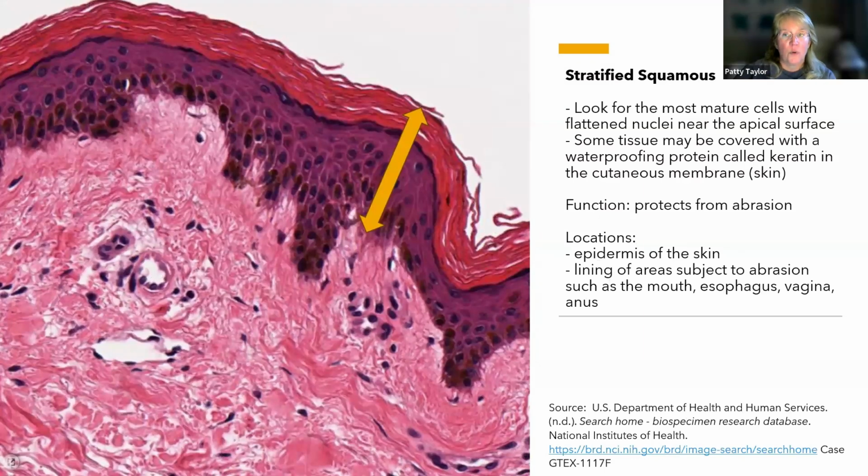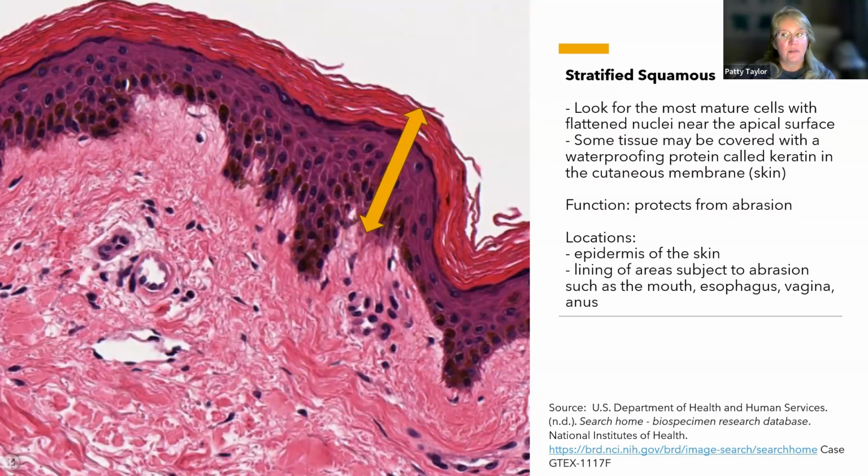In this picture, we're looking at stratified squamous epithelium, and the arrow is drawn between the apical surface and the basement membrane. I'm going to estimate that between those two regions, I have at least two cell layers. That's why it's a stratified tissue and not a simple tissue. The closer you get to the apical surface, that's where you'll find the most mature, oldest cells.